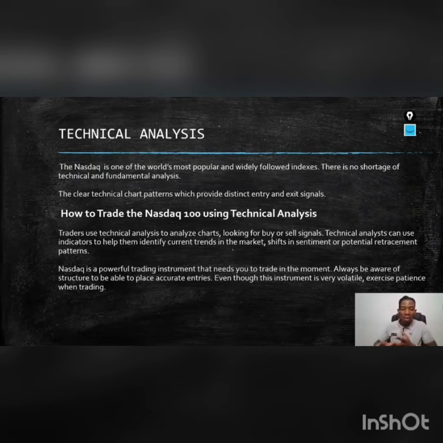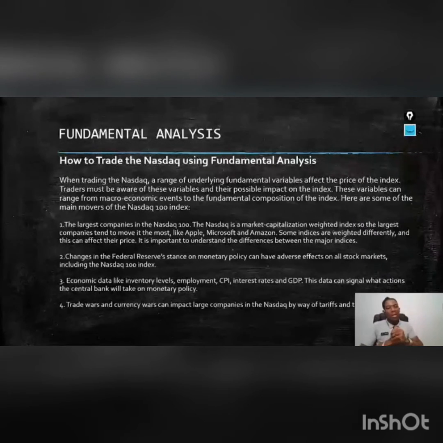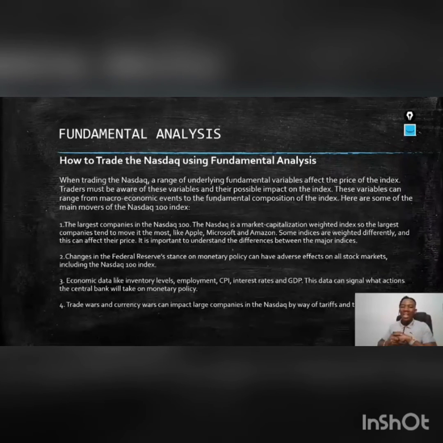So we all know that Nasdaq is a powerful trading instrument that you need in order for you to trade in the moment. So you must always be aware of the structure to be able to place accurate entries. Even though the instrument is volatile, you can exercise patience when trading. So that's why you're going to be using technical analysis. As long as you're going to enter a field where there is risk, you have to make sure that you follow all your rules. So now guys, we're going to cover fundamental analysis.